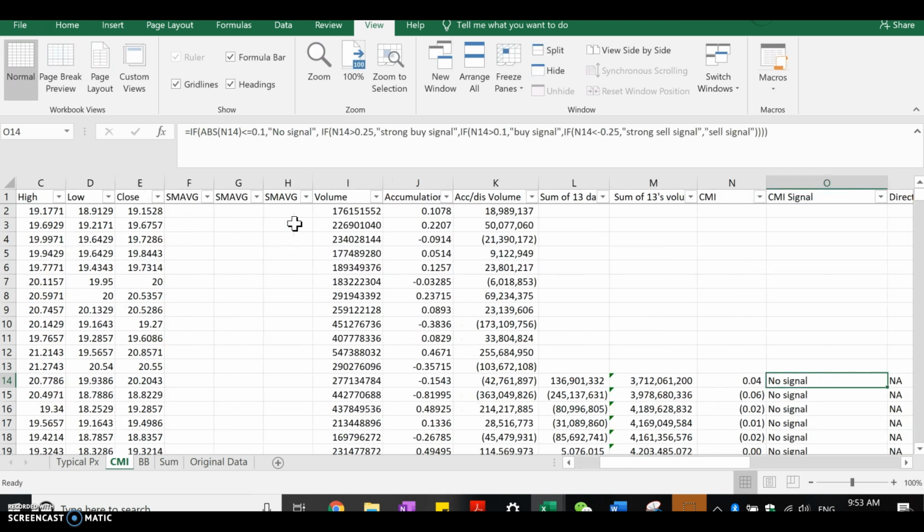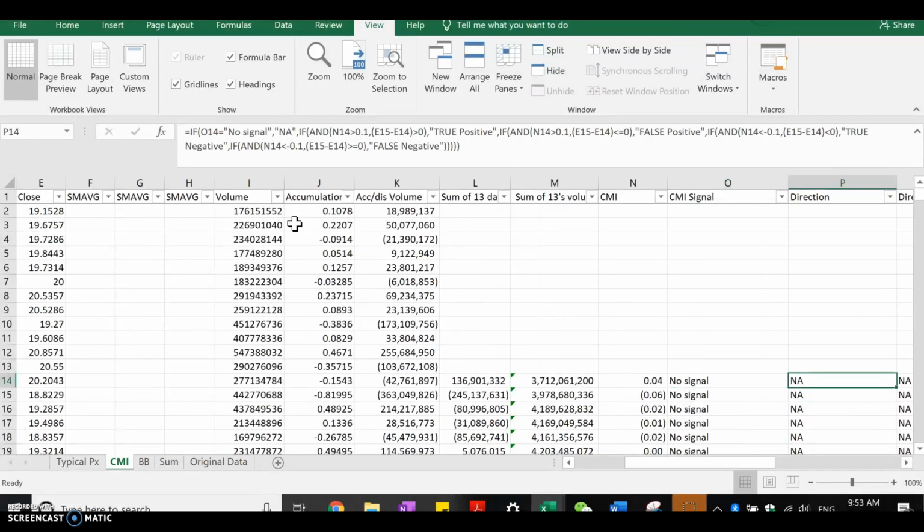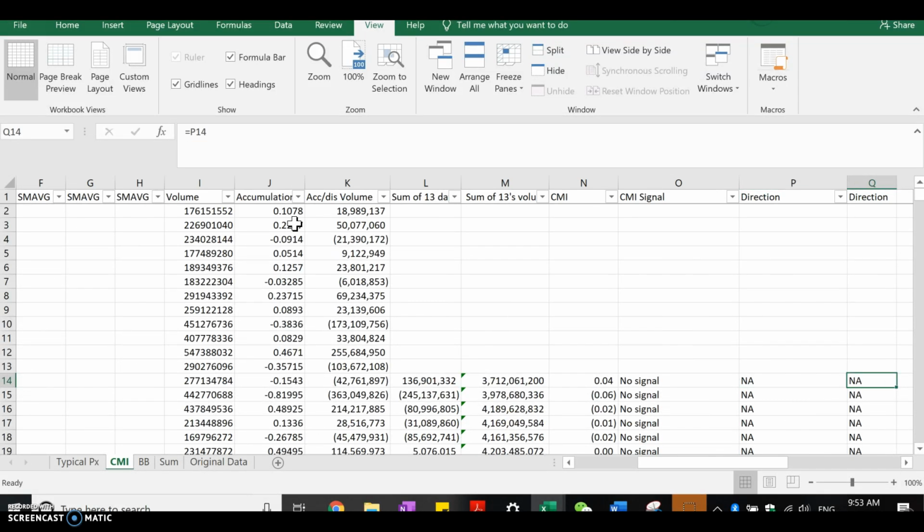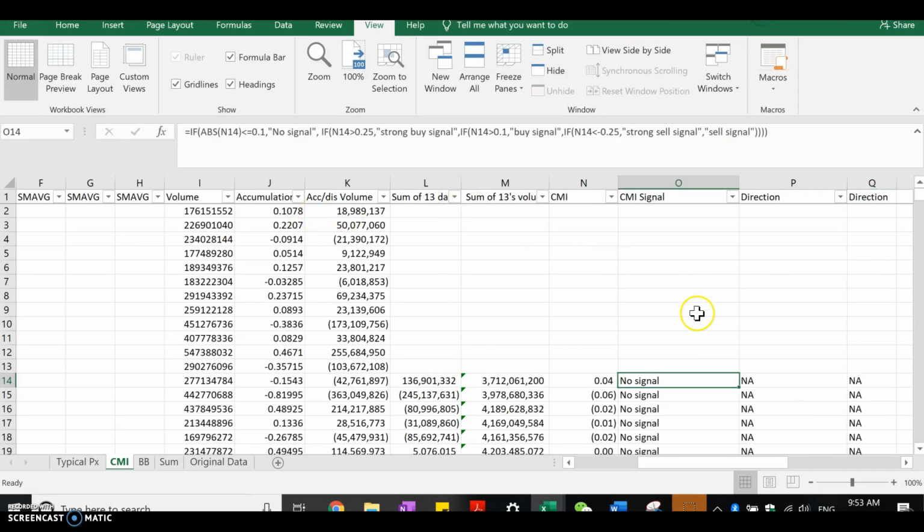For the CMI value, the rule is if the absolute value of it is less than 0.1, that means it's no signal, it's too small to generate a signal. If it's greater than 0.25, we say this is a strong buy, and if it's greater than 0.1, that's a buy signal. If it's smaller than negative 0.25, that's a strong sell. Otherwise, if it's between negative 0.25 and negative 0.1, then it's a sell signal. And so this is the signal we generated, right?